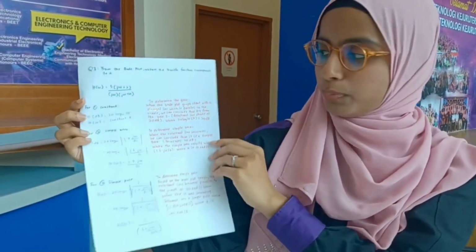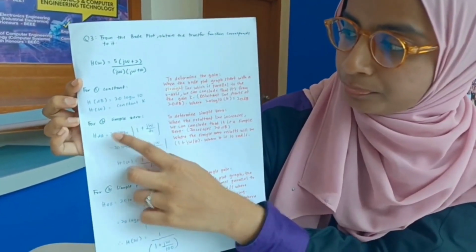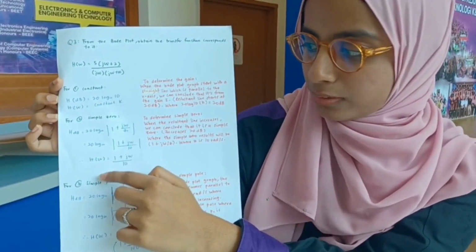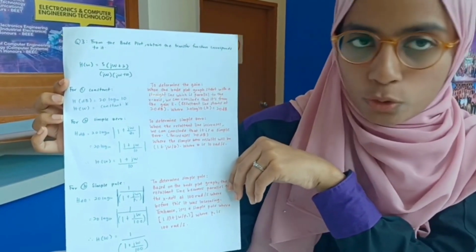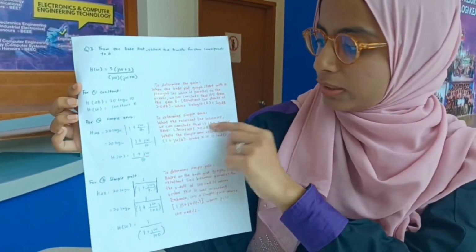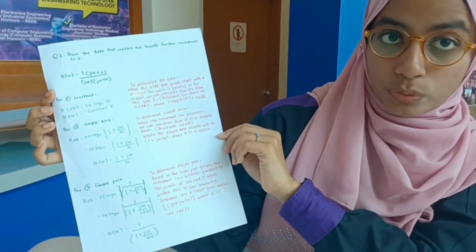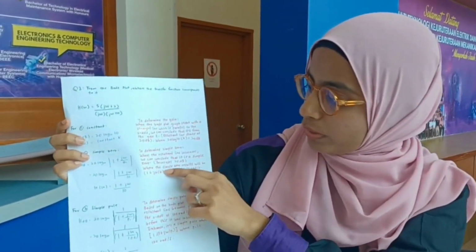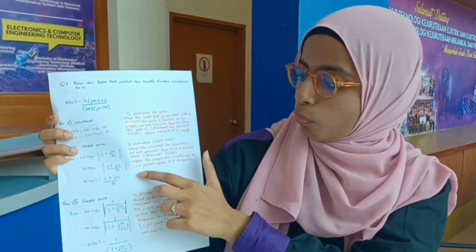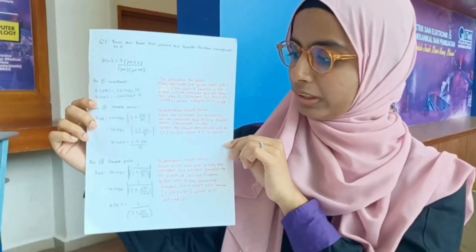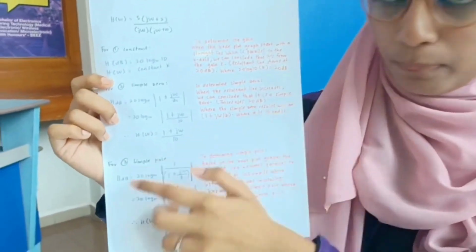So for the second one, proceed to the simple zero. You can see here, for simple zero, here's the calculation method that I've already written. So the answer is H omega equals 1 plus J omega over 10. The explanation: when the resultant line increases, we can conclude that it is a simple zero that increases by 20 dB. The graph goes up, so it shows that it increases the plot. So the simple zero results will be 1 plus J omega over Z, where Z is equal to 10 radian per second.